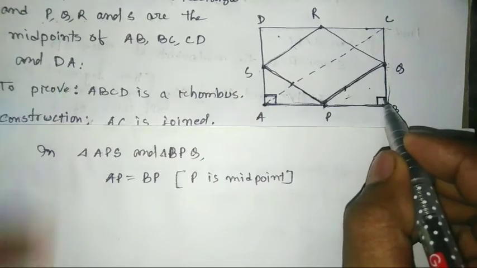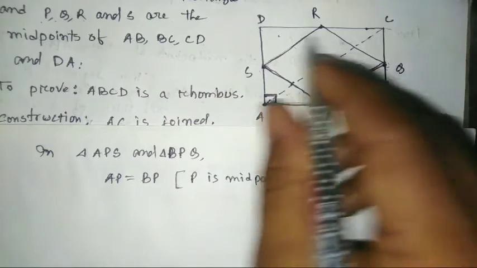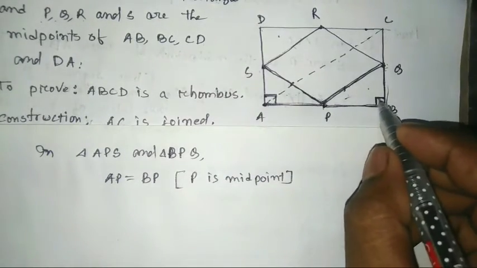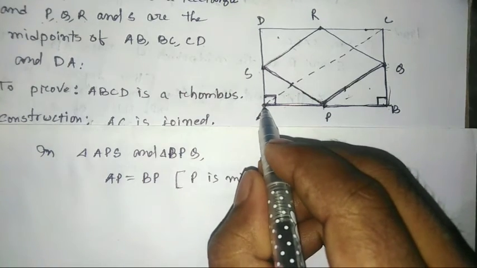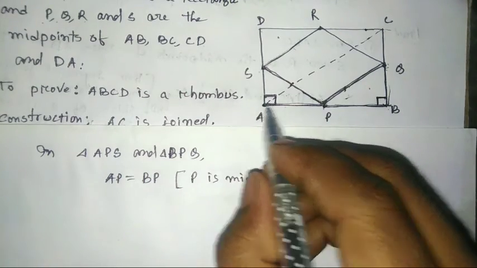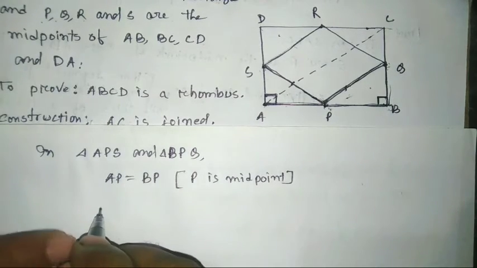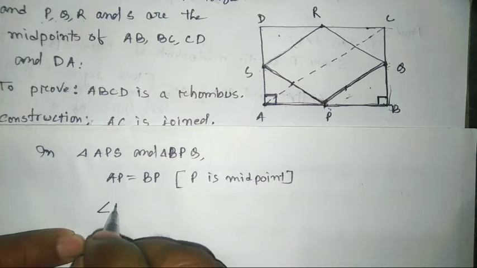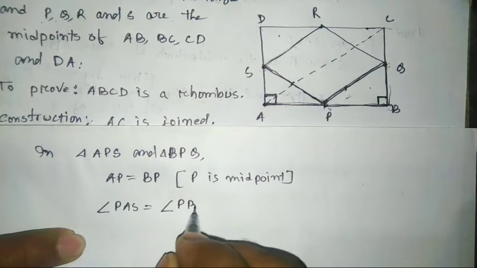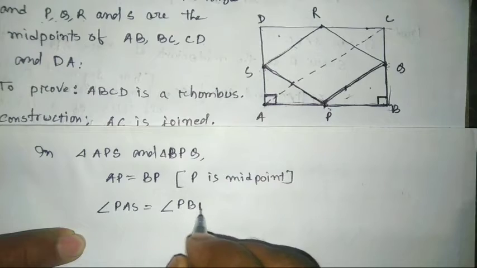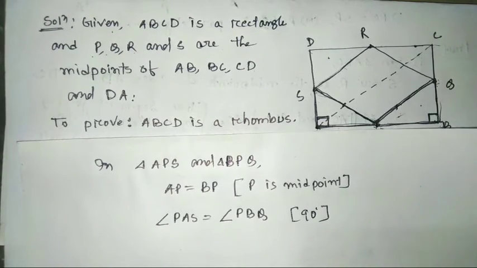Similarly, see, in triangle APS this whole angle, and in triangle BPQ this whole angle, these two angles are equal. Why? Because ABCD is a rectangle. It is said in the question. So in a rectangle, all the angles are 90 degrees. So we can say that angle PAS and angle PBQ are equal. Angle PAS is equal to angle PBQ.